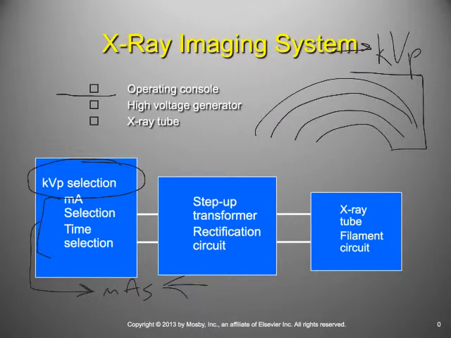So you can see that tracks with what I see here. The kilovolt section is going to go to a step-up transformer. We're going to step it up to the kilovolt range. The mA and time selection is going to be largely controlled by what we call a step-down transformer. Step down, because I'm stepping it down to milliamps. And that's what's going to heat the filament circuit. So we're going to have two separate circuits. They are series circuits, but they're operating in parallel, okay?